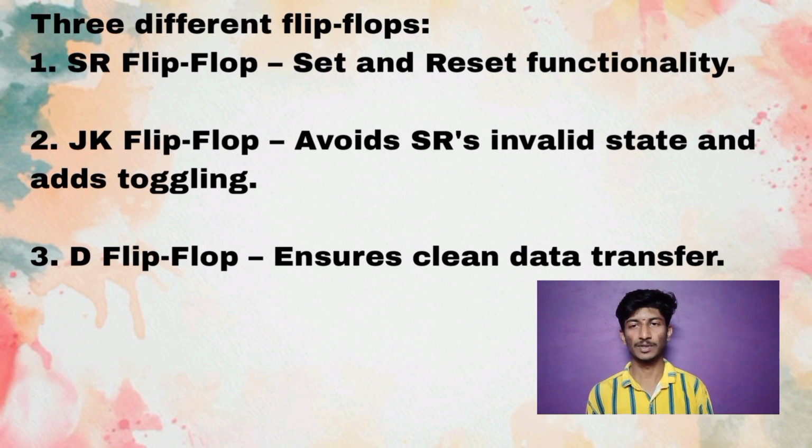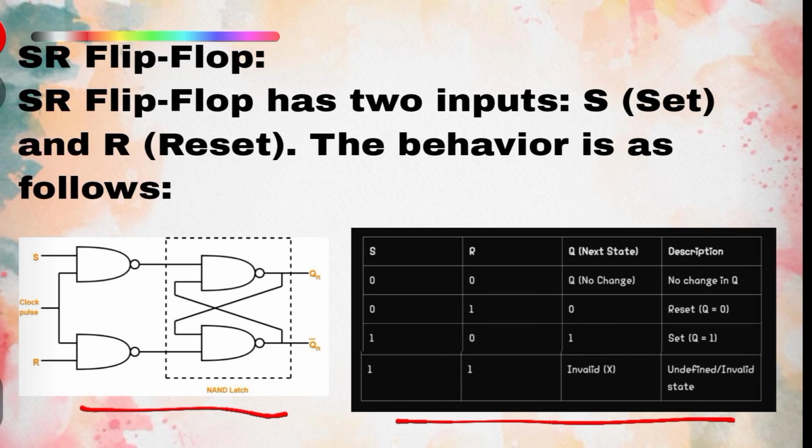First is the SR flip-flop. It means set and reset functionality. The JK flip-flop avoids the SR flip-flop's invalid state and adds toggling. The D flip-flop ensures clean data transfer. Okay, then we see the SR flip-flop.